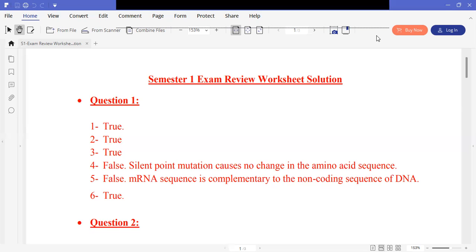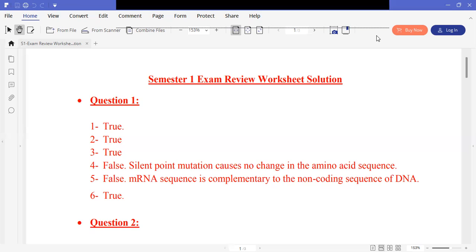Also, this is true. 3. Tetrads line up in the middle of the cell at metaphase 1. This is true also. 4. Silent point mutation changes the sequence of the DNA or the sequence of the amino acids. False. Silent point mutation causes no changes in the sequence of the amino acids.